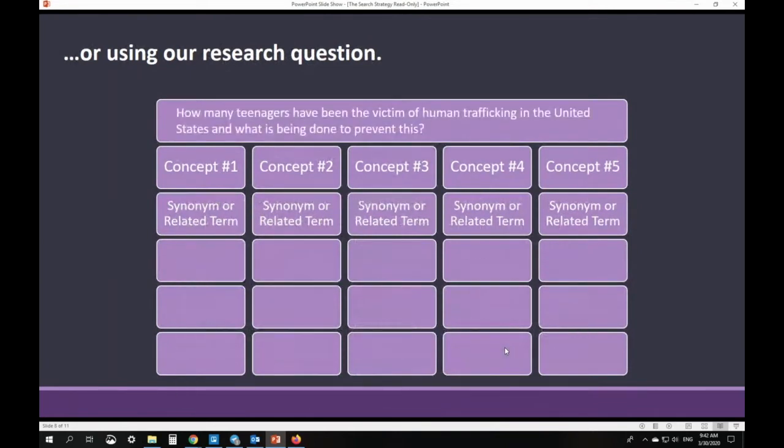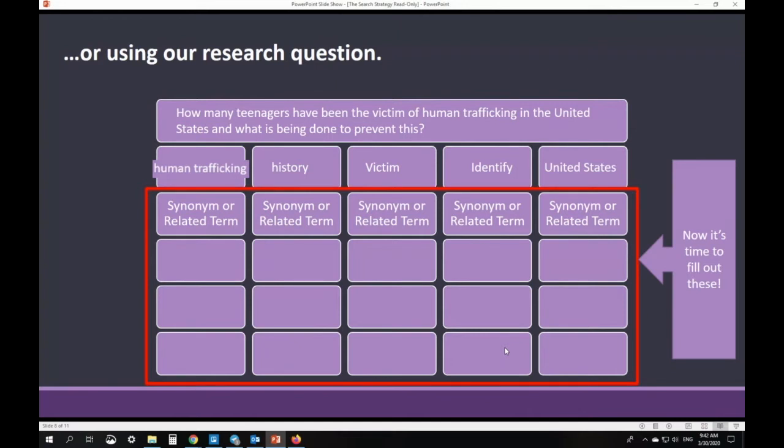Or, using our research question, we can break up our concepts into human trafficking, have been, and be talking about history, how many teenagers, so we're looking at victims and identifying how many, and lastly, United States.